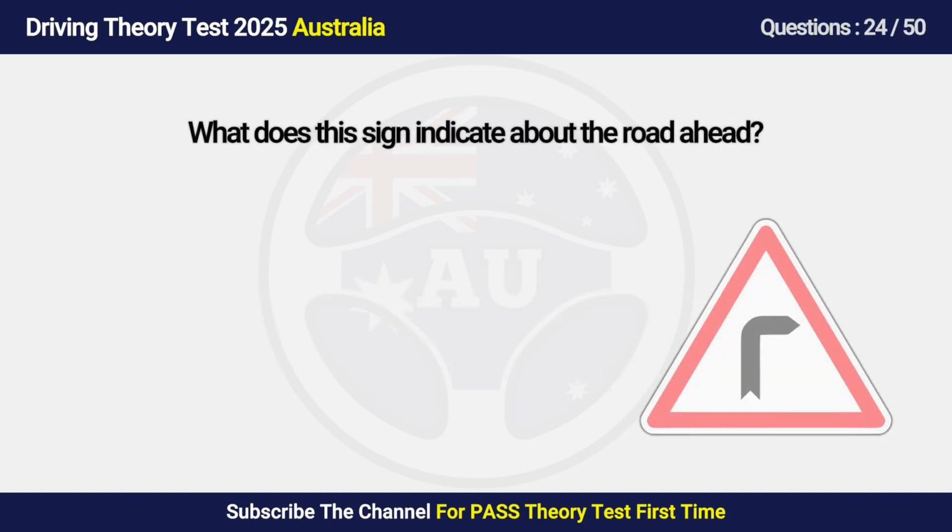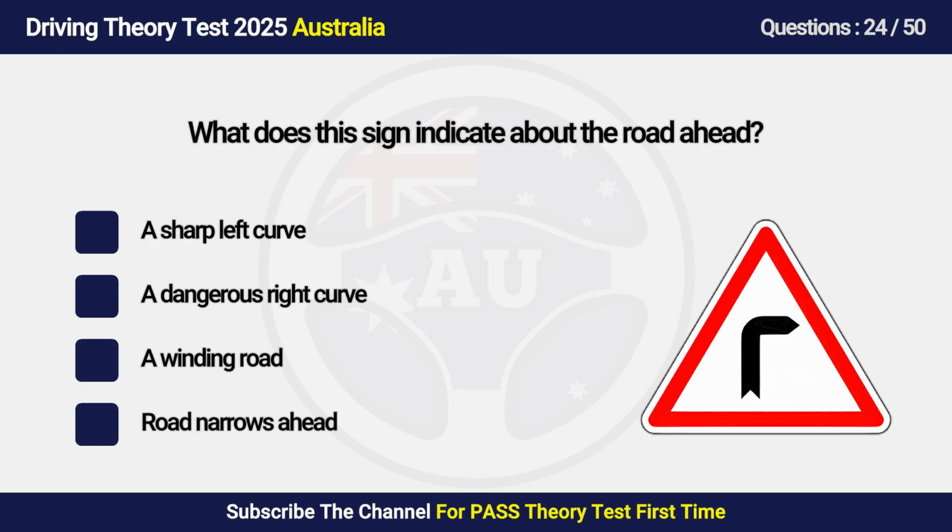Question 24. What does this sign indicate about the road ahead? A. Sharp left curve. B. A dangerous right curve. C. A winding road. D. Road narrows ahead.